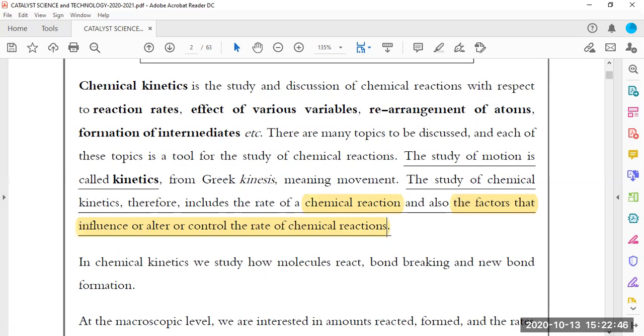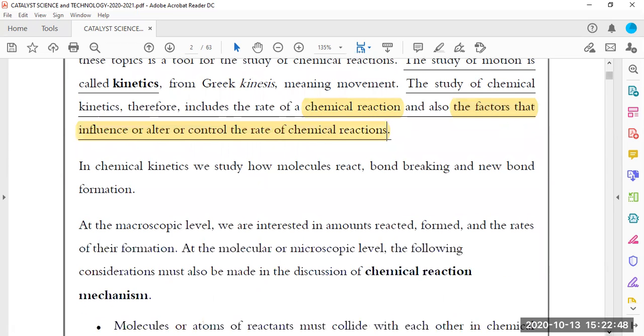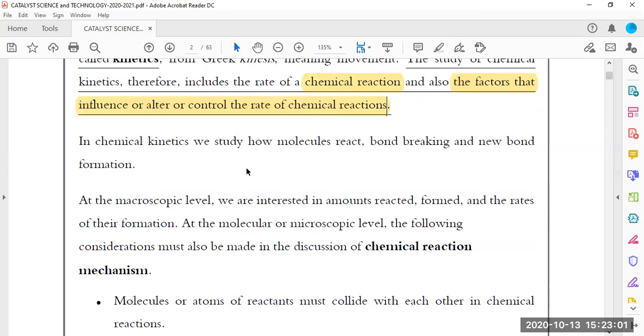Right. So in chemical kinetics, we study how molecules react, and why they react, with bond breaking and new bond formation. Of course, in a chemical reaction, what is happening? There are two processes in any chemical reaction: bonds first break, and then new bonds form.